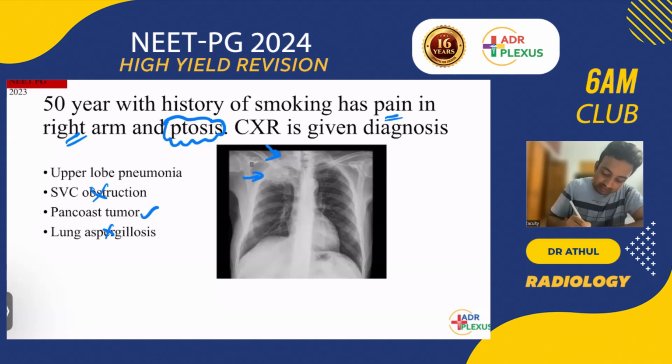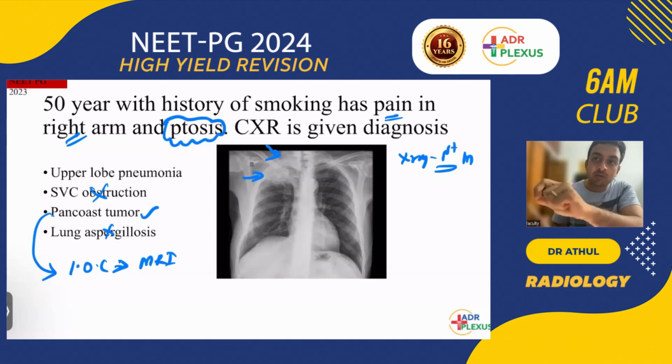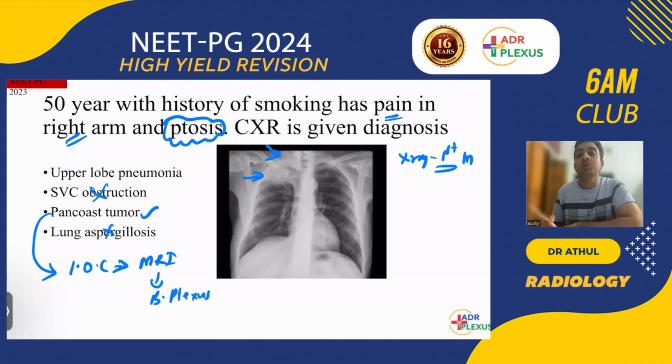What questions have been asked about Pancoast tumor? What is the investigation of choice for Pancoast tumor? X-ray is the first investigation. What will be the investigation of choice? Excellent. That is MRI. Because Pancoast tumor will infiltrate the adjacent vessels as well as the brachial plexus. So you want to find out the neural involvement. For finding out brachial plexus involvement, we have to do an MRI. That is the concept.